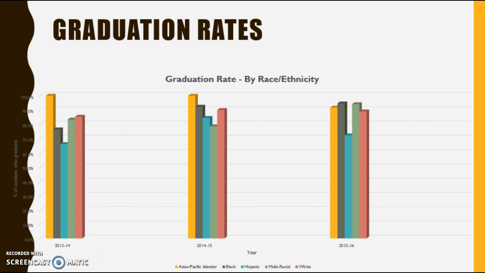Here's our graduation rate broken down by race and ethnicity. Now keep in mind our student population, we have 72% white students, and so you'll see that unfortunately the Hispanic student graduation rate has been decreasing, which is a little concerning.